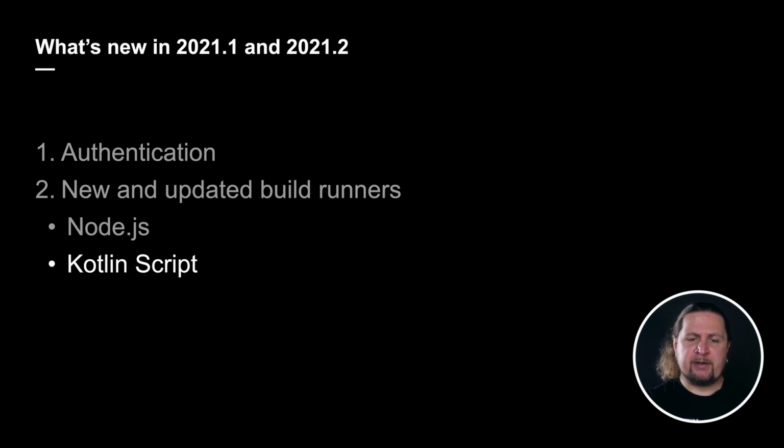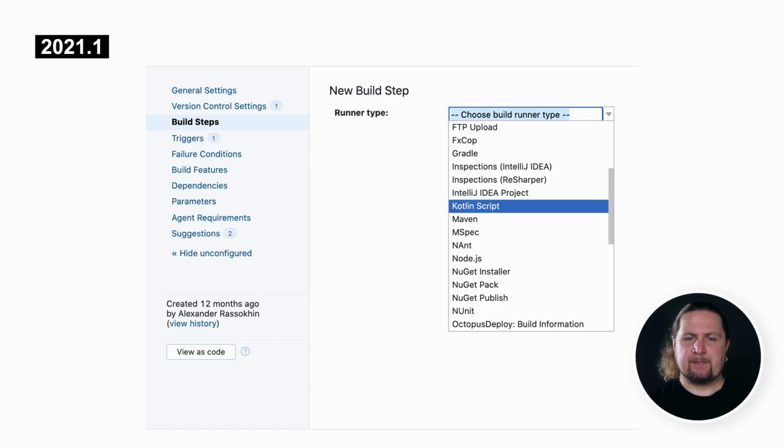Another new build runner is the Kotlin script runner. Kotlin is great, not only because it's the language that is developed by JetBrains, but because we believe that it enables so many new ways of building software.